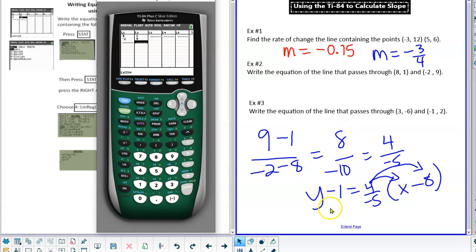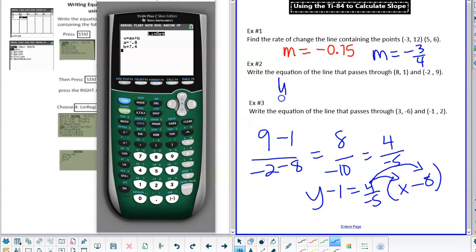The calculator is going to give me the equation of this line immediately by pressing stat, arrow over to calc, and choosing number 4. Do you remember how many times we have to press enter? Yeah, 5 times. 1, 2, 3, 4, 5. And there you have it. The equation in slope-intercept form is y equals -0.8x plus 7.4.